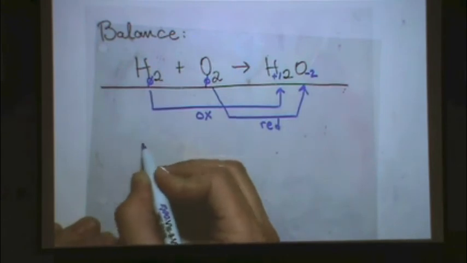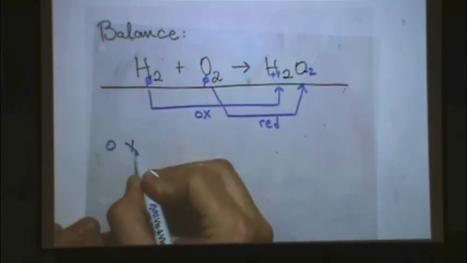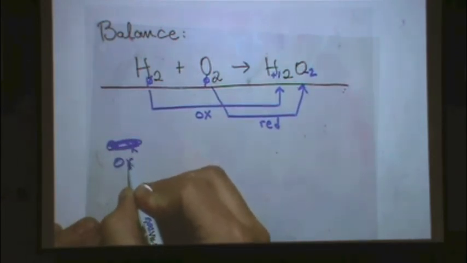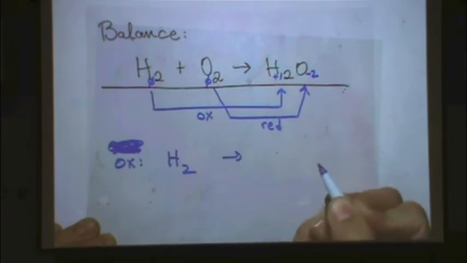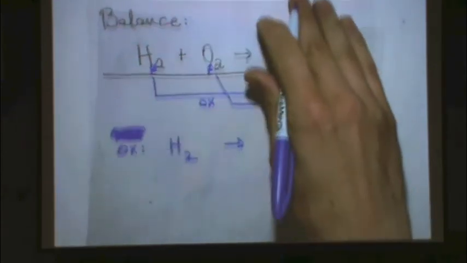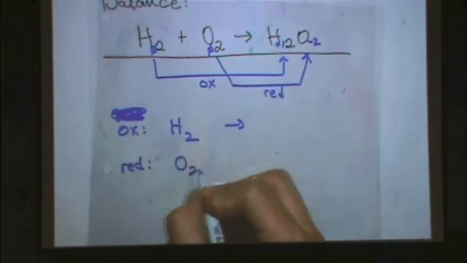Let's see, which one do I want to write first? Let's write the oxidation half reaction. H2 goes to what? Okay, some people think H2O. Okay, maybe we'll start on the next one. Reduction, O2 goes to what?